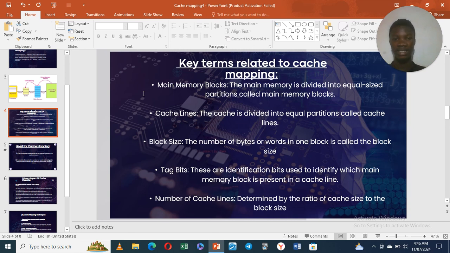Then the block size. The number of bytes or words in one block is called a block size. It determines how much data can fit into each cache line. Then the tag bytes. These are identification bytes used to identify which main memory block is present in a cache line. They help determine cache hits and misses. Then the last one is number of cache lines, determined by the ratio of cache size to the block size.